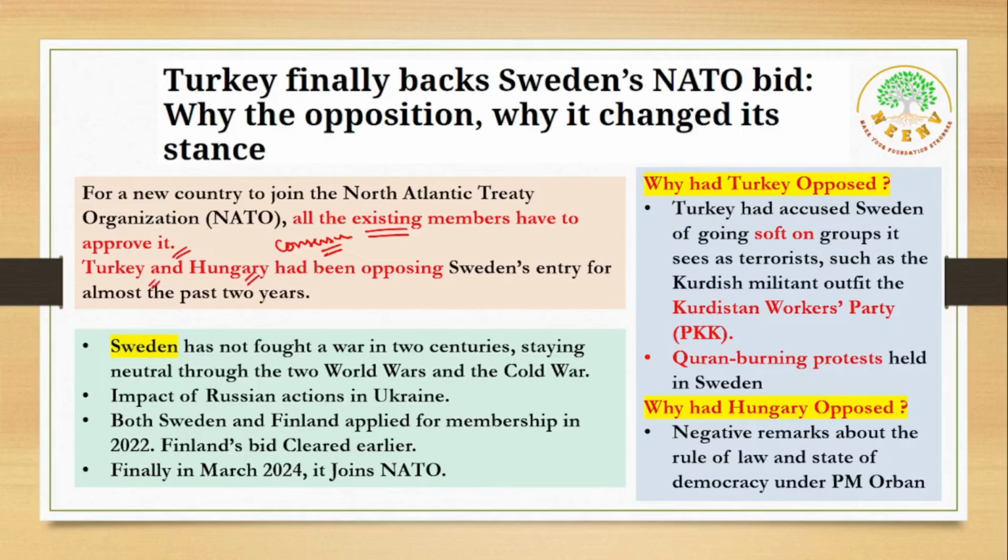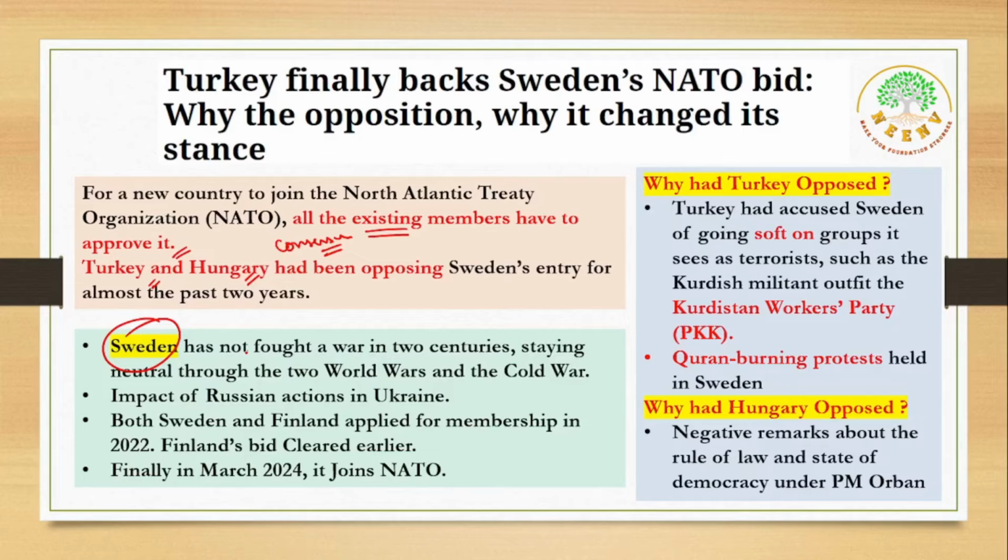Now, what about Sweden? Why did Sweden want to join NATO suddenly? Sweden is a country which has not fought any wars in the last 2 centuries. They stayed neutral even during the World Wars. They stayed neutral even during the Cold War. And it is very close to the Russian border. So Sweden earlier used to think that it wouldn't want to join a security alliance, NATO, which is against the Russian interest, thereby going into the bad books of Russia.